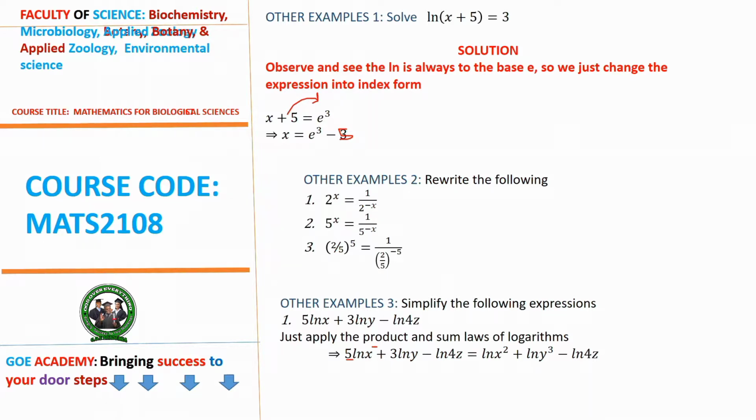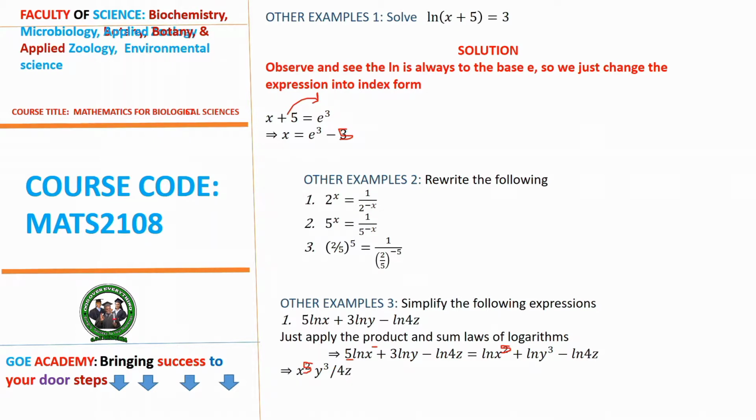I'm sorry about that. Here was supposed to be 5. So ln x raised to the power 5, plus 3 has now come to the power of y, so we have ln y cubed, minus ln 4z. So this implies that we're going to have x squared y cubed divided by 4z. Let me explain that step. Sorry, in the place of x squared, it was supposed to be x raised to the power 5. I'm sorry about that, just a typing error.